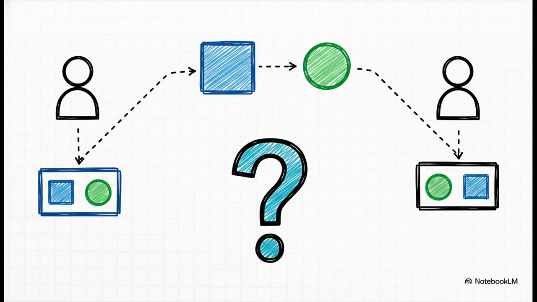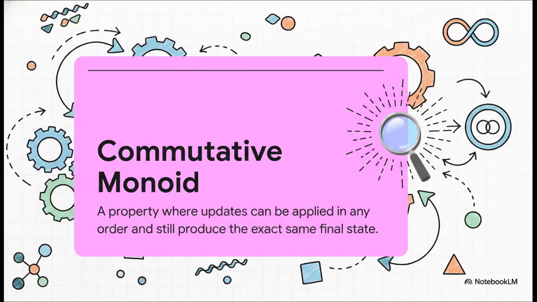Without a central server acting as the referee, messages can show up in a totally different order for different people. So how does the network agree on what the final truth is? The answer lies in a pretty scary-sounding mathematical property. It's called a commutative monoid. But don't worry, the concept is way simpler than the name.